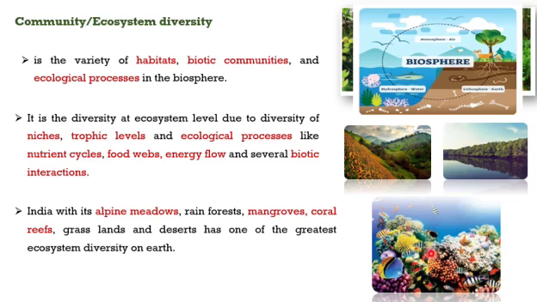That coral reef provides habitat for many species, many animals. So this is a particular ecosystem. All this collectively we call community or ecosystem diversity, because ecosystem means the interaction between biotic and abiotic factors, right? The diversity means whatever animals and plants are present in this ecosystem, as well as the ecological processes such as nutrient cycle, food webs, energy flow, and all this collectively we call ecosystem diversity. I hope you guys understood.